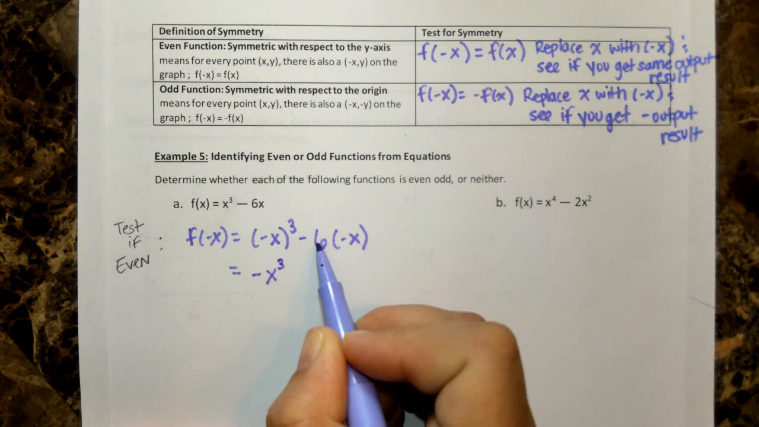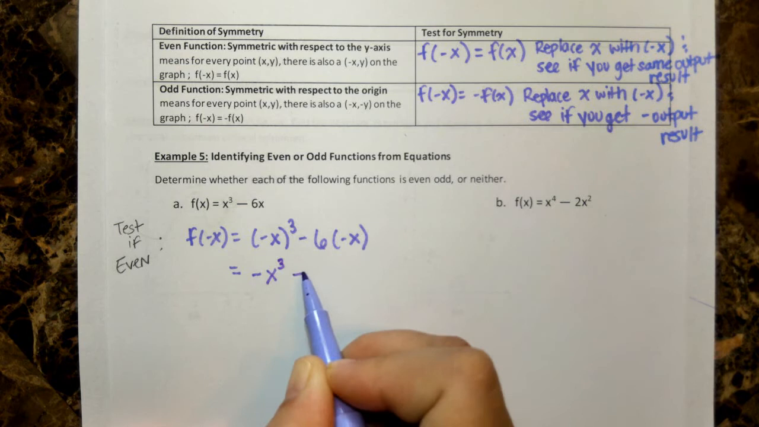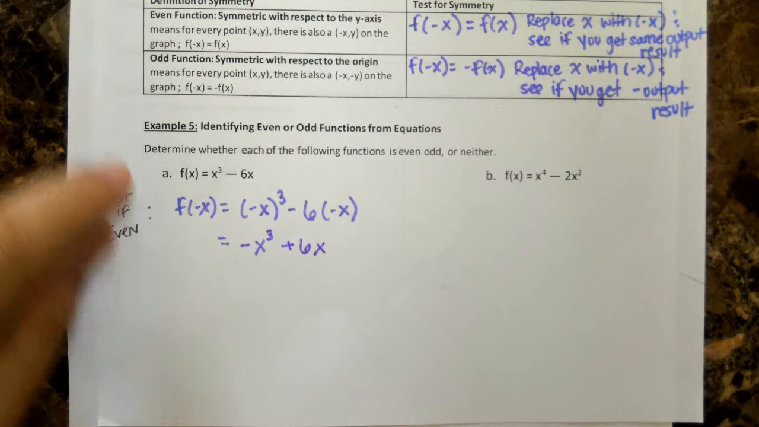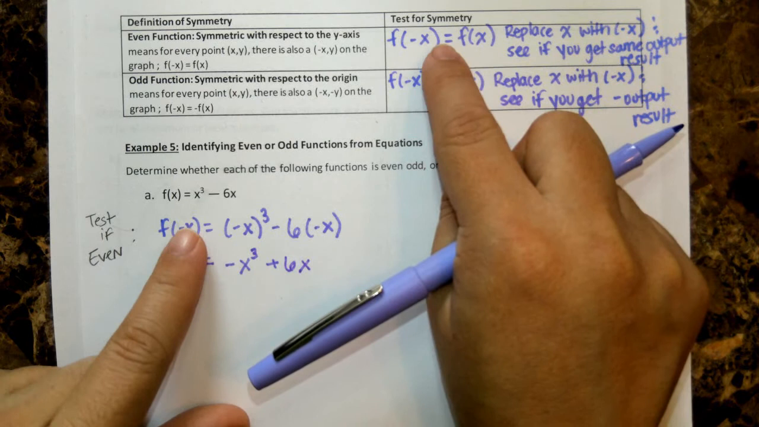Negative 6 times negative x is a positive 6x. And I've simplified as much as I can. Now what I'm going to do is see, I replaced my x with a negative x. Did I get the same result?